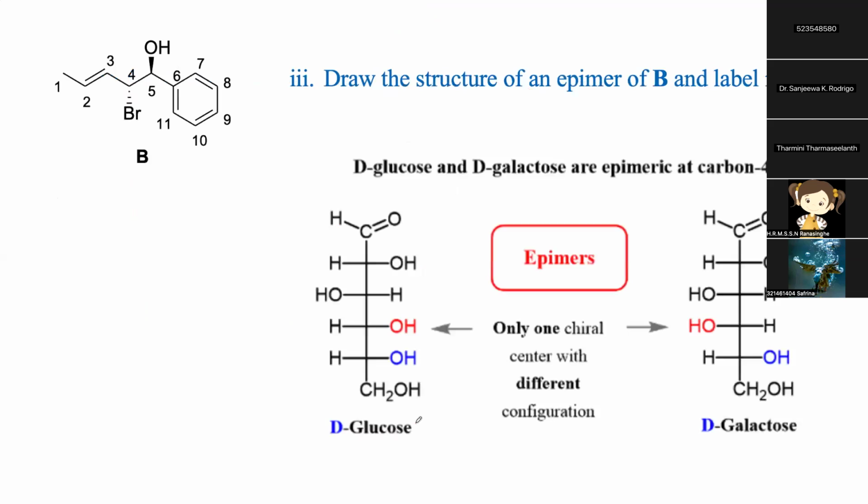Okay, then part 3. They're asking for epimers. Draw the structure of an epimer of B and label it as C. Just to give an idea, we have discussed this during the day school. If you don't remember, you should go back to your notes.